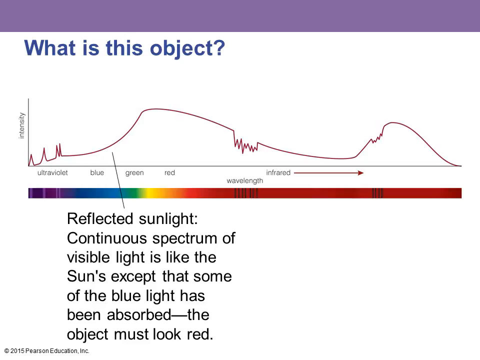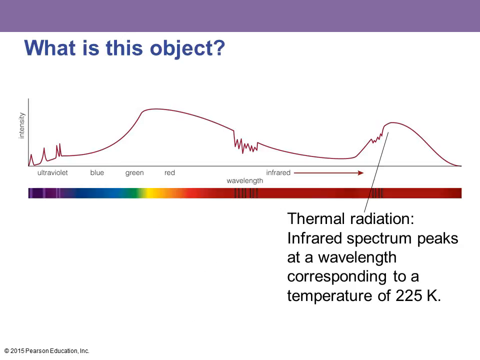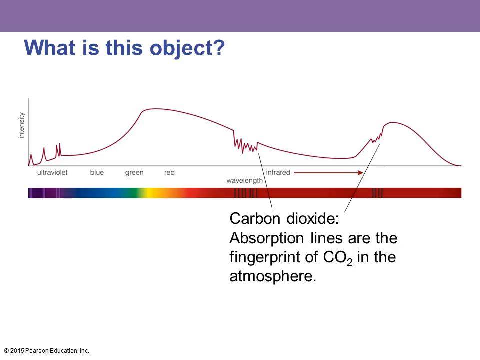Here's the reflected sunlight. Obviously this object is giving off, or is reflecting, light in a continuous way. There's some thermal radiation, meaning there's some warmth to whatever the object is. These are the signatures of absorption lines for carbon dioxide.